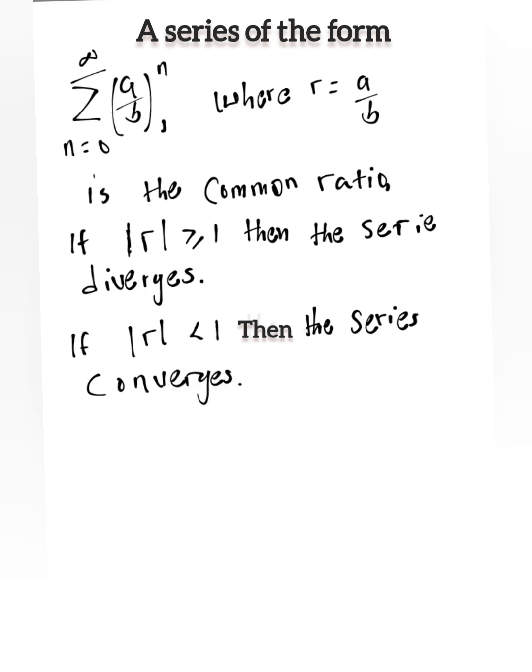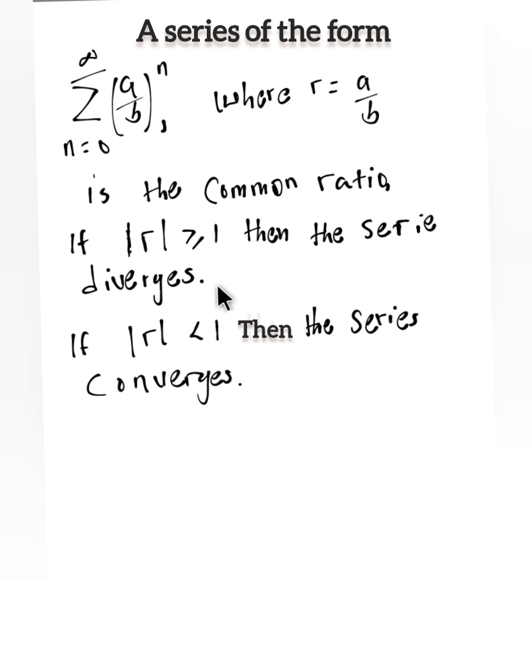So this is the geometric series test. A geometric series is of this form. This is a geometric series where r is equal to a over b, which is a common ratio r. Now, if the absolute value of r is greater than 1, then the series diverges. But if the absolute value of r is less than 1, then the series converges.